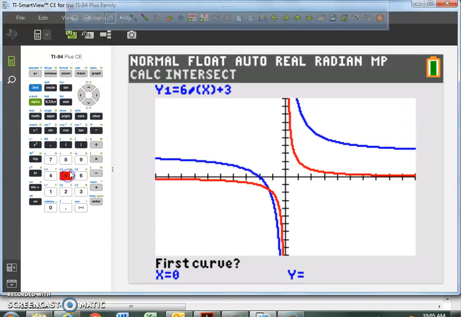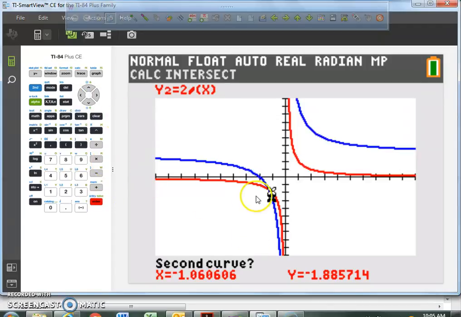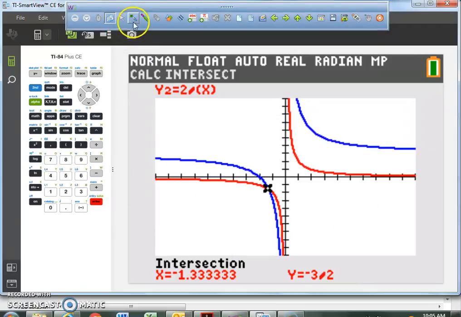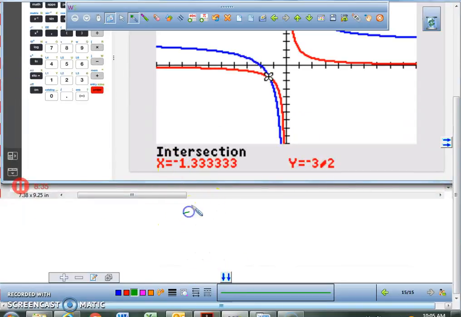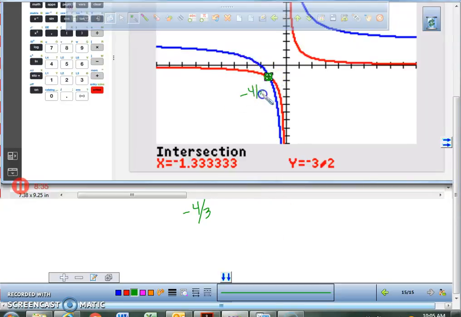Trace, point of intersection. There's the first curve. I'm going to go over here to the left. Here we go. Now you have to see the cursor. There's my first curve. There's my second curve. You see it blinking. Press enter once again. Look where it's located, everybody. What does it say? -1.3, which is -4 over 3. So this point right here is at your -4/3.